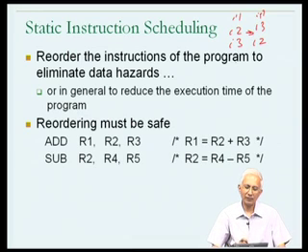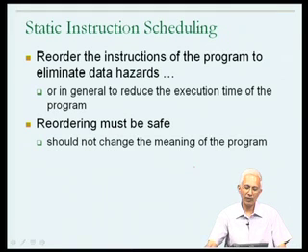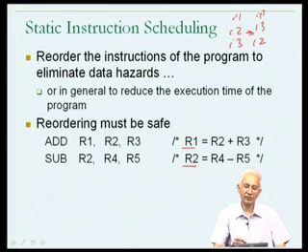And here's a simple example of 2 instructions. Here's an add instruction followed by a subtract instruction. You'll notice that the add instruction has as its destination R1, sources are R2 and R3. The subtract instruction has as its destination R2, sources are R4 and R5. And I may ask myself the question, can I reorder these 2 instructions? And with a little bit of thought, I realized that if I reordered these 2 instructions, the result would be that the subtract instruction would come before the add instruction.